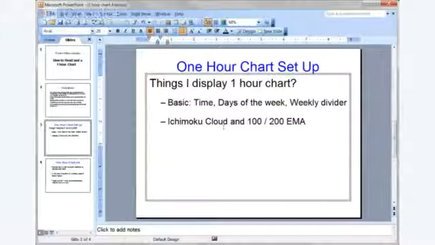Price would need to be below the cloud, below the 100, below the 200, and the 100 below the 200 as well. When it's lined up in that order, then it tells me we're in a downtrend. Only be looking for short positions. And then when those things get violated, that's when it tells me things are looking to turn around.